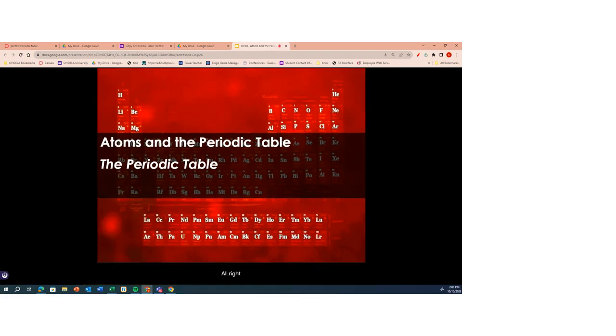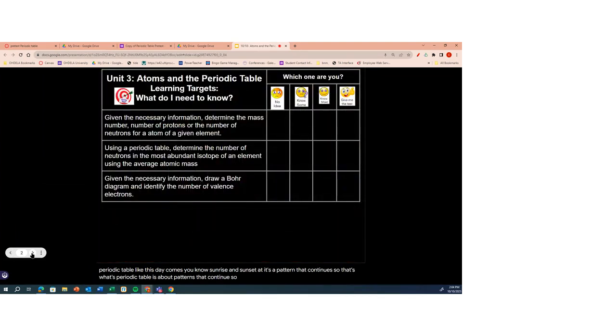All right. So this is the history of the periodic table. Now, periodic means a pattern that repeats itself, like the day comes, sunrise and sunset. It's a pattern that continues. So that's what the periodic table is about, patterns that continue. Given the necessary information, we can determine the mass number, number of protons, and number of neutrons as an element is given. Getting that information out of the periodic table is what we're interested in.